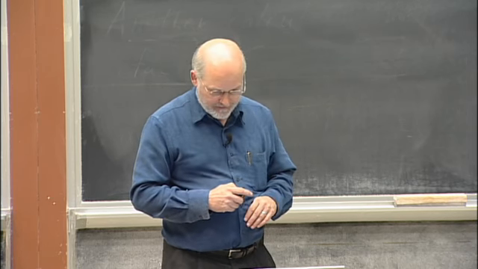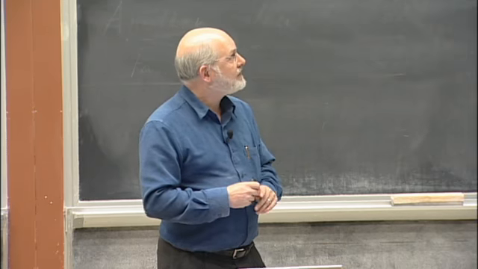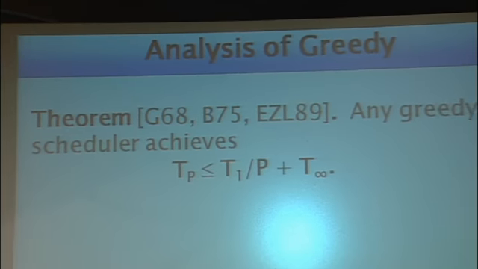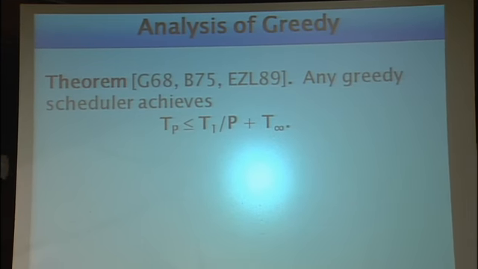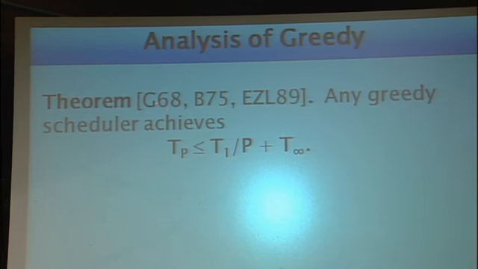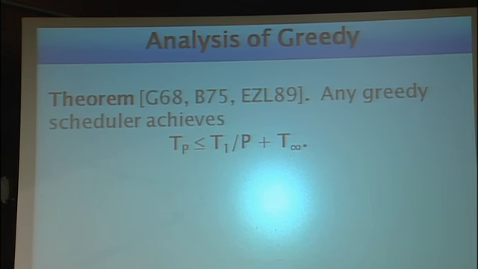Now the important thing is the analysis of this program. And this is, by the way, the single most important thing in scheduling theory that you're going to ever learn, this particular theorem. It goes all the way back to 1968. What it basically says is any greedy scheduler achieves a bound of T1 over P plus T infinity. So why is that an interesting upper bound?